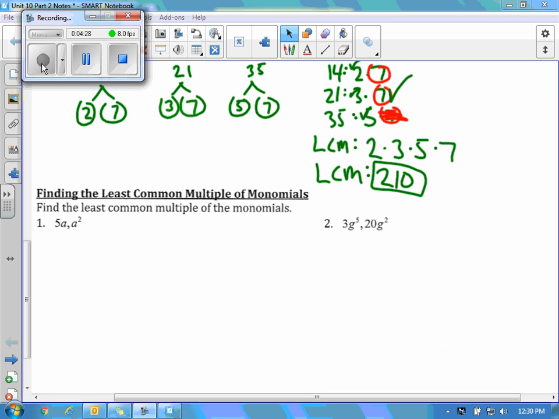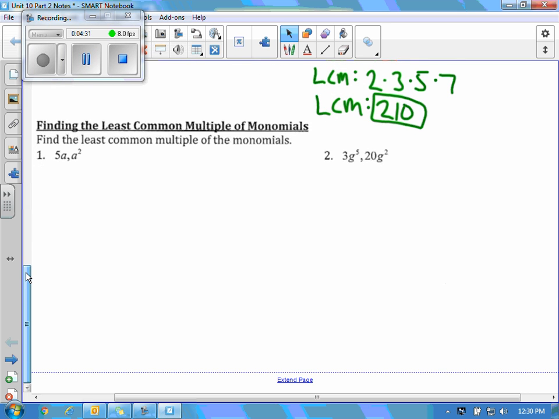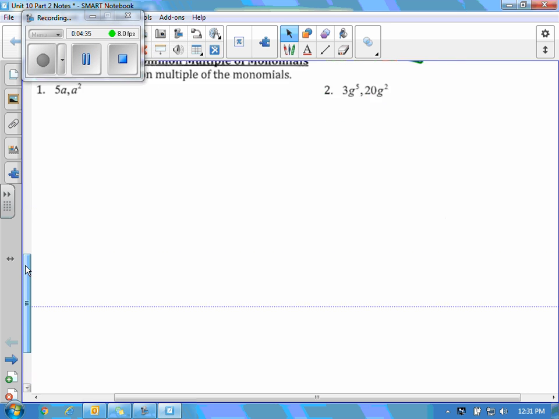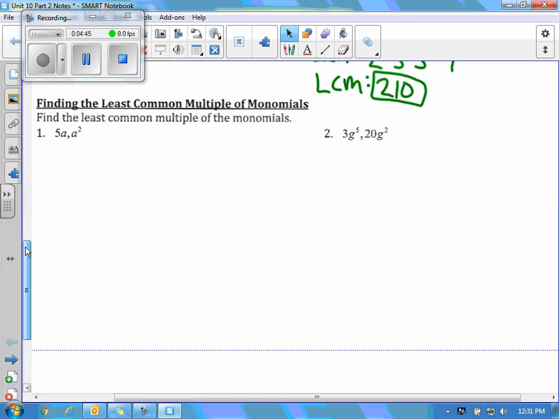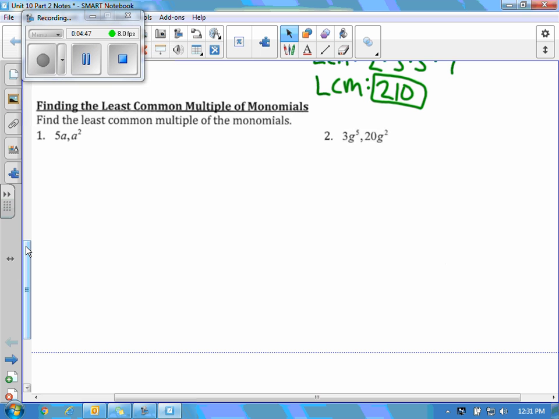Moving on to the next section, we're going to find the least common multiple of monomials. Remember, monomials can have numbers, variables, exponents, all that, but it's all together as one product. There's no addition or subtraction between them. So, number 1, I'm going to hold off and let you guys do that in a second. I'm going to do number 2 for you. We're going to start the same way. We want to do factor trees.